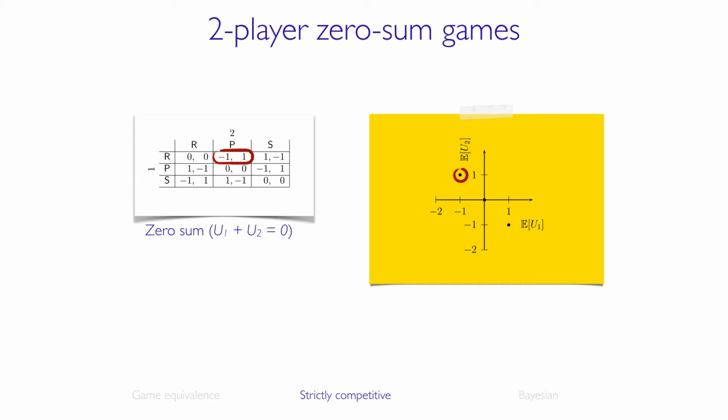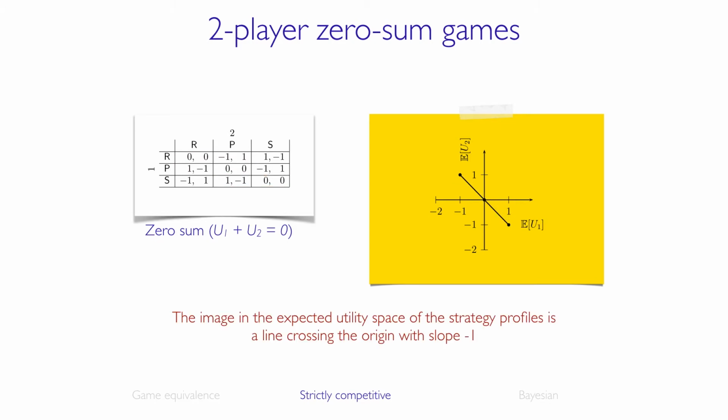Initially, we focus on the outcomes. We report in the utility space the outcome -1, 1. Now the outcome 0, 0. And finally, the outcome 1, -1. Now we focus on the lotteries over the outcomes. Any possible lottery between the two outcomes marked in red corresponds to the line connecting the two outcomes in the utility space. The same for these two outcomes. The image of strategy profiles in the expected utility space is the line reported in the picture.